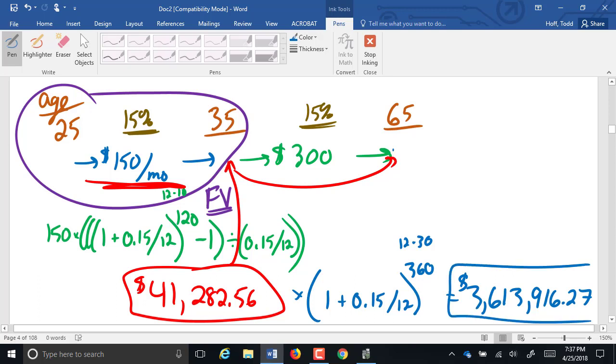By the way, a little side note, if you start at 25, go to 35, and invest that $150 a month for just 10 years at 15% interest, that's $3 million when you're 65. 15% interest is pushing it a bit, by the way.